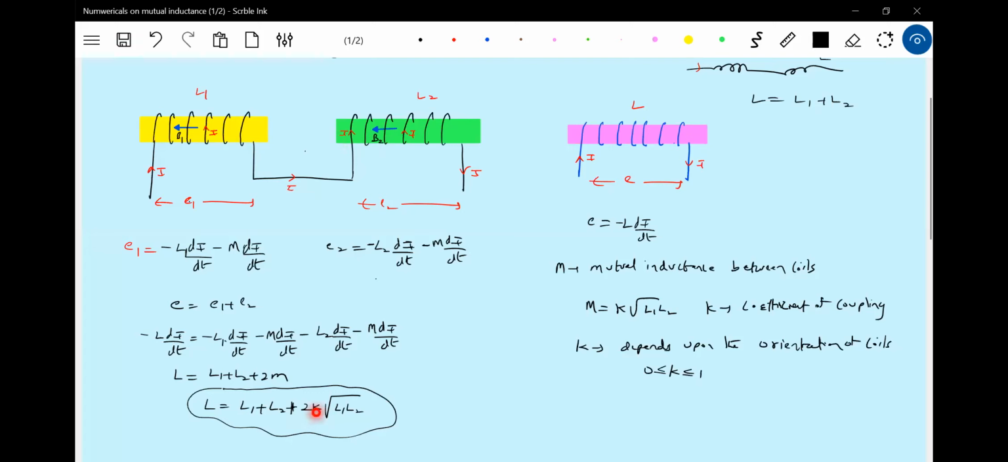I think you have to remember this. For the given problem and diagram, if X increases, K decreases. So let me indicate this, it will help you. As X increases, the value of K will decrease. So when do you write L equal to L1 plus L2? When the flux produced by one coil does not link the other. In that case, it will be only L1 plus L2.